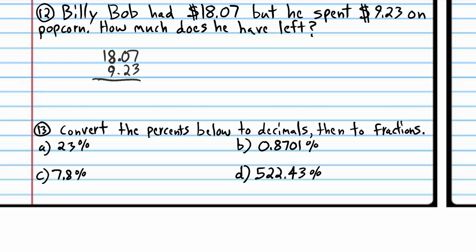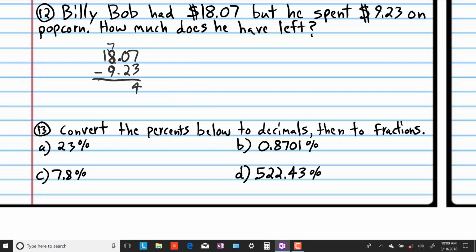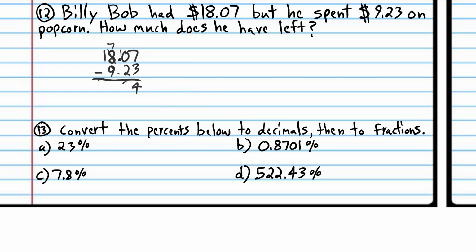7 minus 3 is 4. 0 minus 2 we cannot do, so we have to borrow from the 8. It becomes 7. Give the 1 we borrowed from 8 to the 0, it becomes 10. Now we can do 10 minus 2 is 8. 7 minus 9 we cannot do. We have to borrow from the 1, it becomes 0. The 1 we borrowed from 1 goes to the 7, becomes 17. 17 minus 9 is 8. And then we bring the decimal straight down. So we're left with 8.84, and this is dollars. So if you got $8.84, good job.